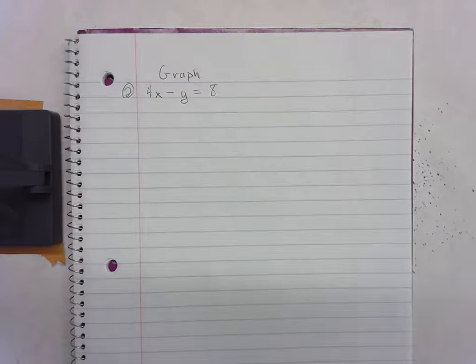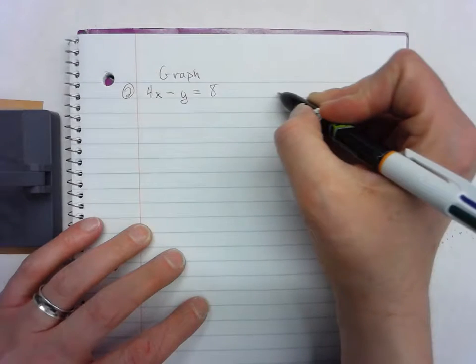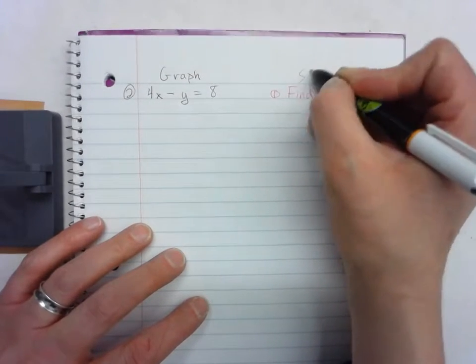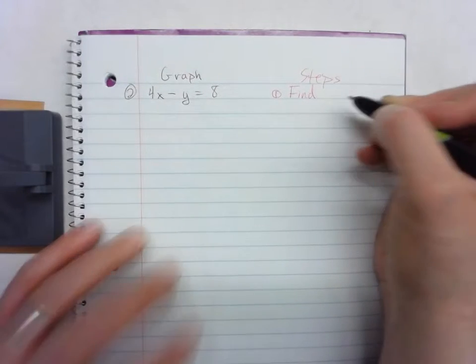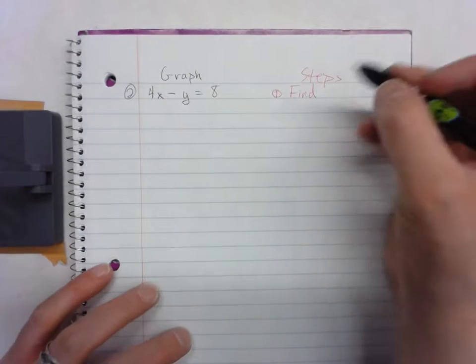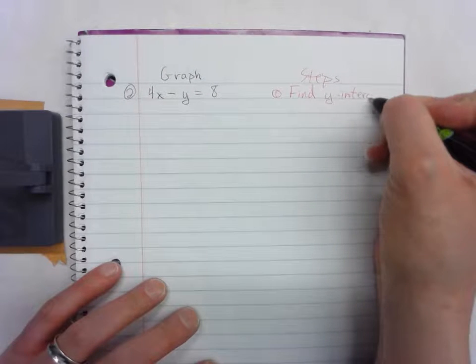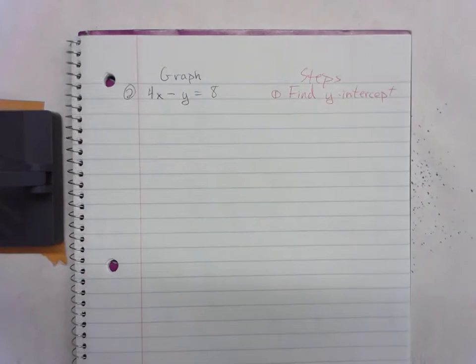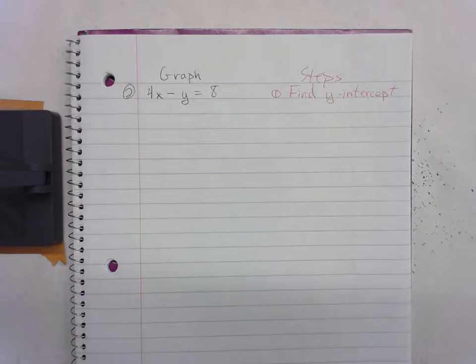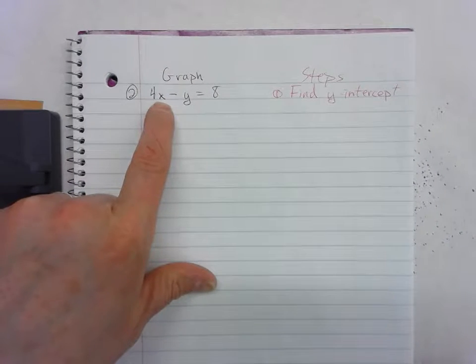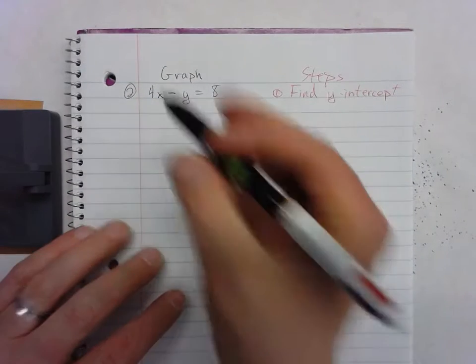So if we want to graph this, step 1 is going to be finding our y-intercept. I just like to put my steps on the right so we don't have to refer back to our notes on a different page. Find y-intercept. And again, like I said previously, to find your y-intercept, you substitute 0, where you replace your x with 0.